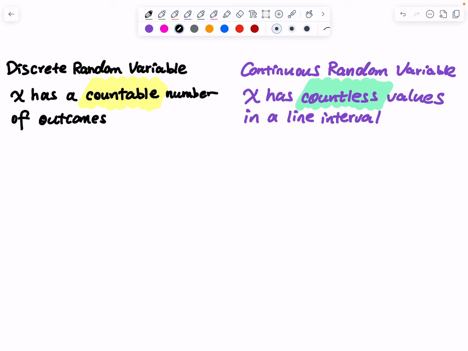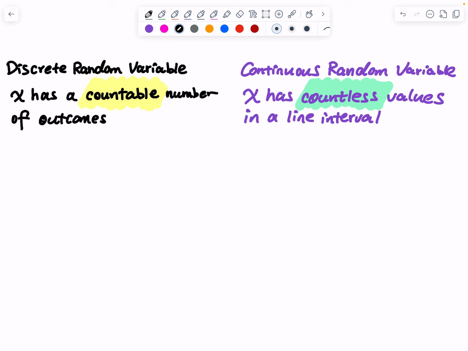Let's compare discrete random variable and continuous random variable. For discrete random variable x, so I let x be a discrete random variable, that means x has a countable number of outcomes. Versus for continuous random variable, x has countless number of values in a line interval.